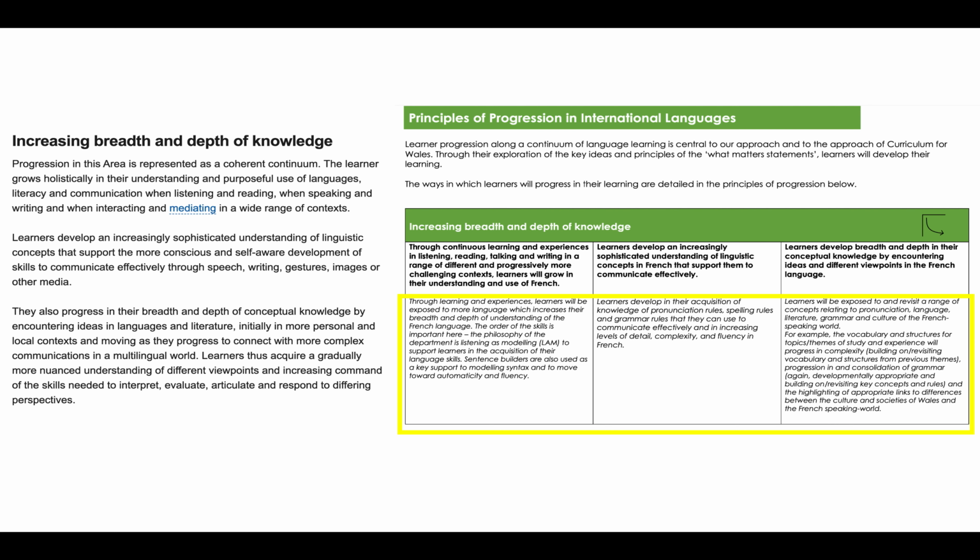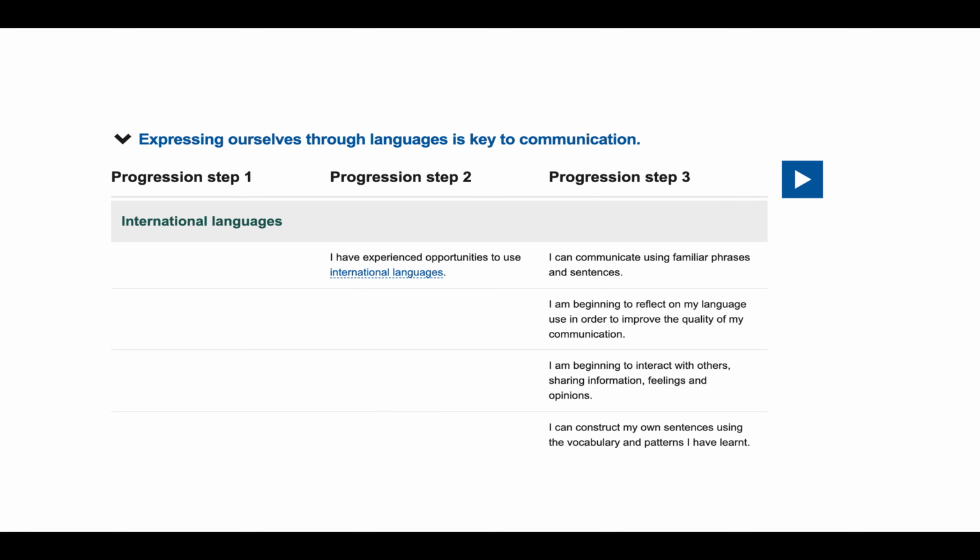As well as the broader principles of progression for each statement of what matters, there are descriptions of learning, which will further help to inform your planning for progression. Descriptions of learning are designed to help us understand what learning looks like over time at 5 progression points, roughly equating to ages 5, 8, 11, 14 and 16. Although for international languages, descriptions of learning mainly begin at progression step 3.